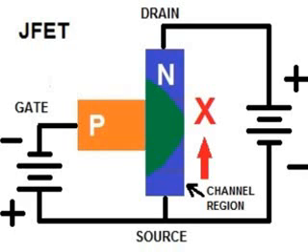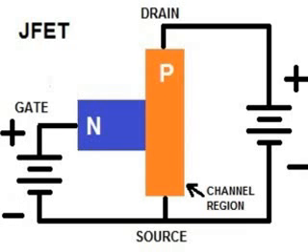One other thing. It's possible to have the channel made of P material instead of N material, and we have a gate made of N material instead of P material. This is called a P-channel JFET, and it works in exactly the same way that the N-channel JFET does, except that the polarities are reversed. Electrons still flow from source to drain, but this time the gate is reverse biased with positive voltage controlling the channel resistance.